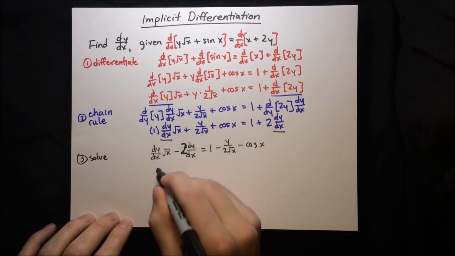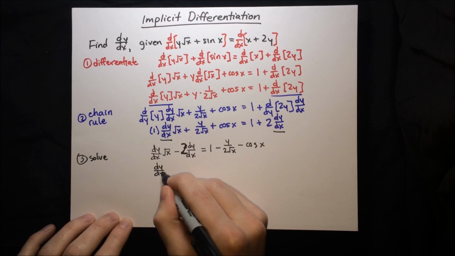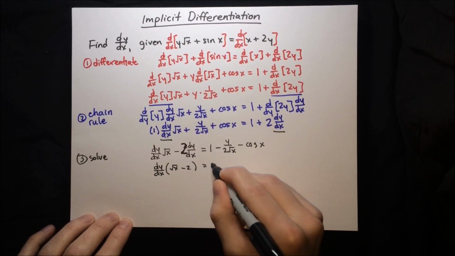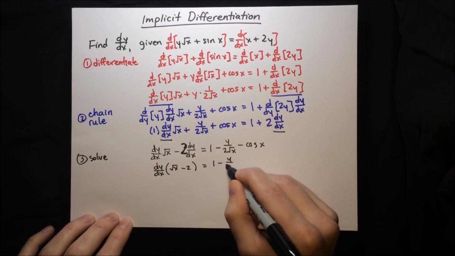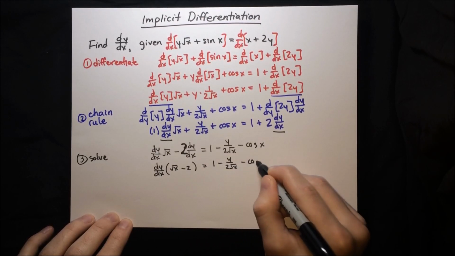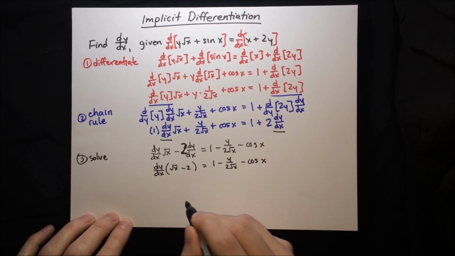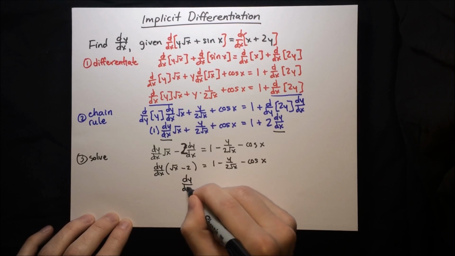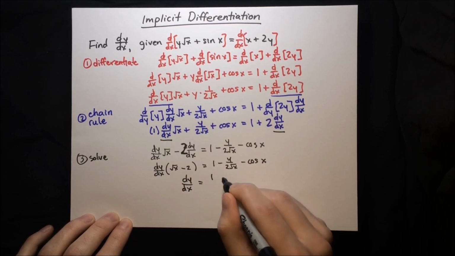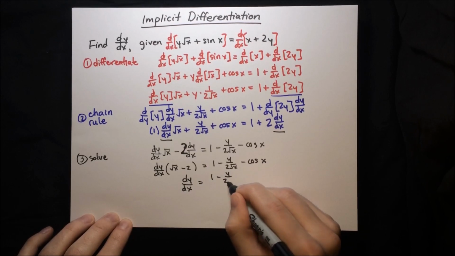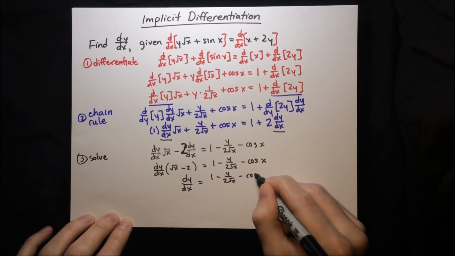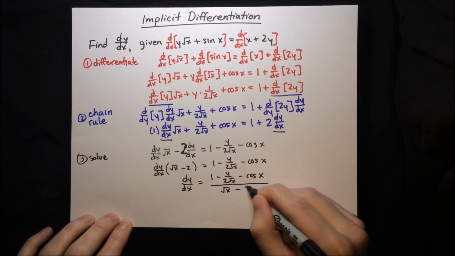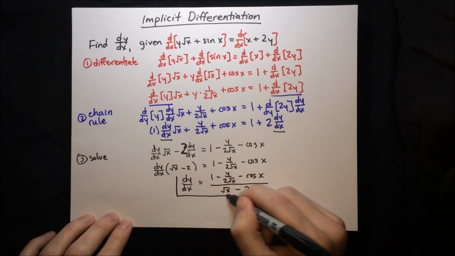And now we can go ahead and factor out a dy dx. So we've got dy dx times (root x minus 2) equals that same right-hand side, 1 minus y over 2 root x minus cos x. And to finish it off, we can divide by this root x minus 2 and get dy dx equals that same right-hand side, 1 minus y over 2 root x minus cos x, all over root x minus 2. And there we go.